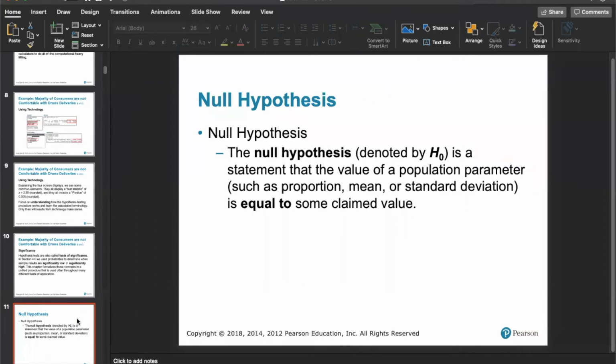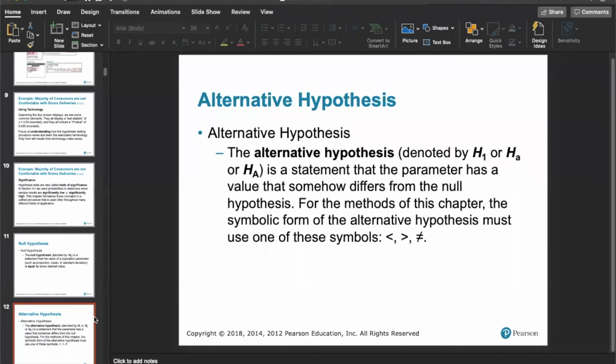So we don't just have our null hypothesis, we also have our alternative hypothesis. You can see this denoted in two different ways, either an H sub 1 or an H sub A, either capital or lowercase, it doesn't really matter. It's just telling you it's your alternative hypothesis. Since our null hypothesis is H sub 0, our alternative would be H sub 1. And it's just a statement that the parameter has a value that somehow differs from the null hypothesis. For the methods of this chapter, we're just going to be using symbolic forms for the alternatives: either less than, greater than, or not equal to. And since our null hypothesis is always an equals, this is just the alternative to what's happening.